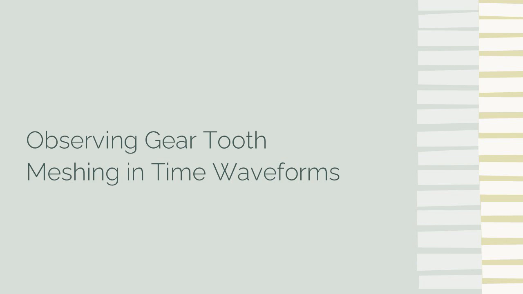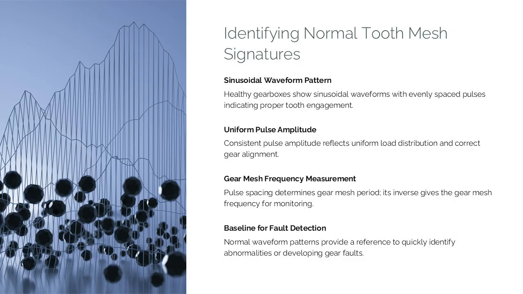Identifying normal tooth mesh signatures: observing gear tooth meshing in time waveforms. In a healthy gearbox, the time waveform exhibits a largely sinusoidal appearance with evenly spaced pulses corresponding to each tooth engagement. These pulses are typically consistent in amplitude, reflecting uniform load distribution and proper alignment between mating gears. When viewed over multiple shaft revolutions, the waveform should show minimal modulation and no distinct transient spikes.